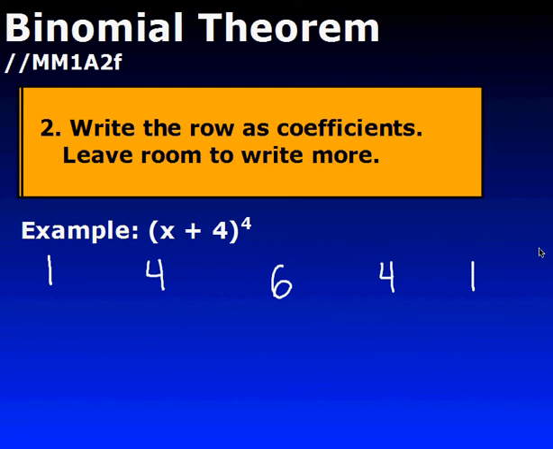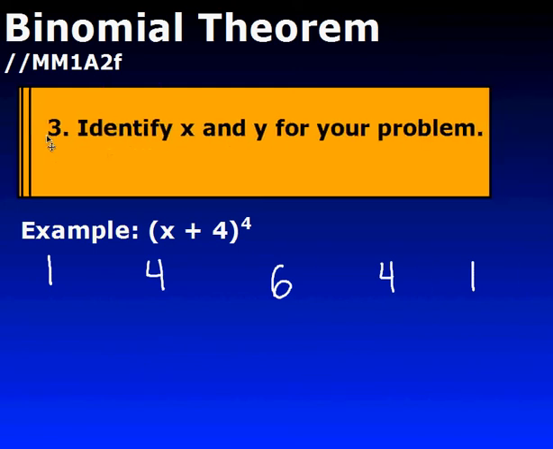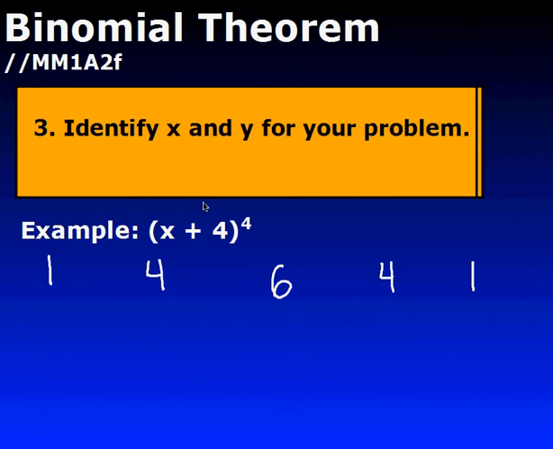Next step I want you to do, identify x and y in your problem. In this case, x is always the first value you have here. My x is x, and my y value, including the sign, is the second part of this binomial. So in my case it's positive 4. I'll need to refer to that information often, so keep it handy.